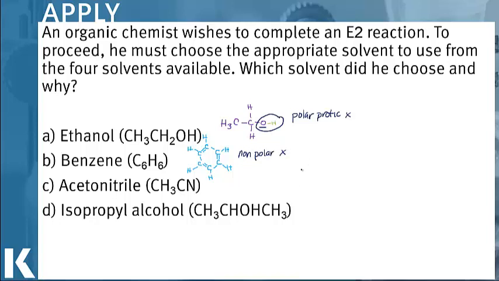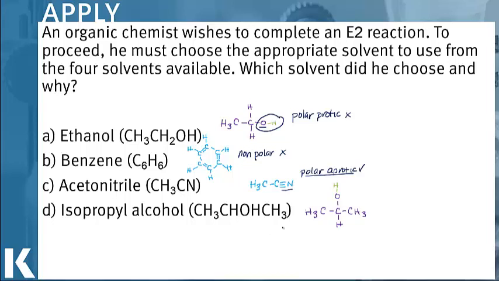The third solvent available to us is acetonitrile. Acetonitrile is going to be polar due to the nitrogen and the triple bond. And when I look at it, there is no hydrogen attached to an oxygen. So this is an aprotic solvent. Since this is polar aprotic, this is a wonderful solvent for us to use for an E2 reaction.